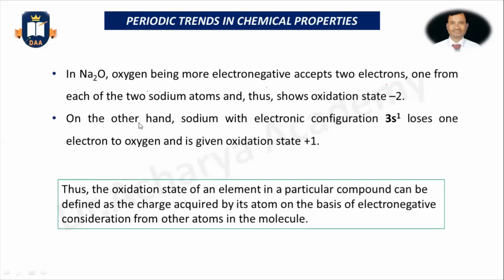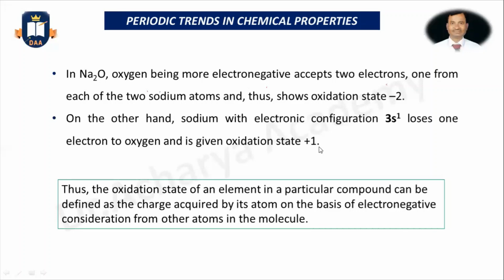For sodium, what is its electronic configuration? 3s1. So the outer shell electron configuration is 3s1. That means 1, as per our previous discussion, will be its valence or oxidation state. And this sodium is comparatively less electronegative than oxygen, so its sign will be plus. So its oxidation state will be +1.